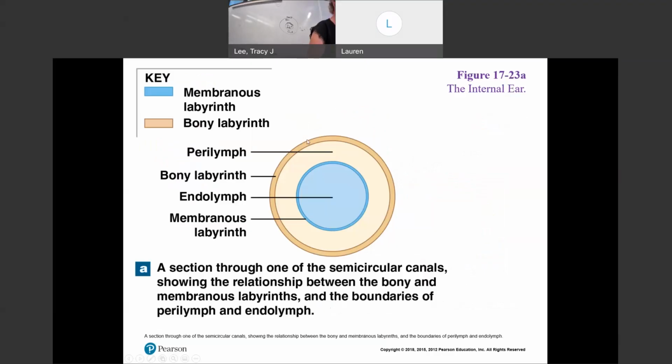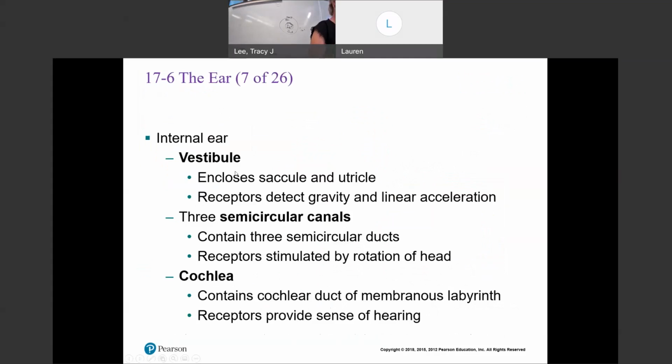All right, and it would look like this. This is kind of what I drew on the board for you. Here's my bone. Then I have my perilymph between my bone and my membrane. And then inside the membrane is endolymph. All right, we have something called the vestibule. This has the saccule and the utricle. And these are the ones I was saying do forward and back, up and down. These are doing those vertical and horizontal movements.